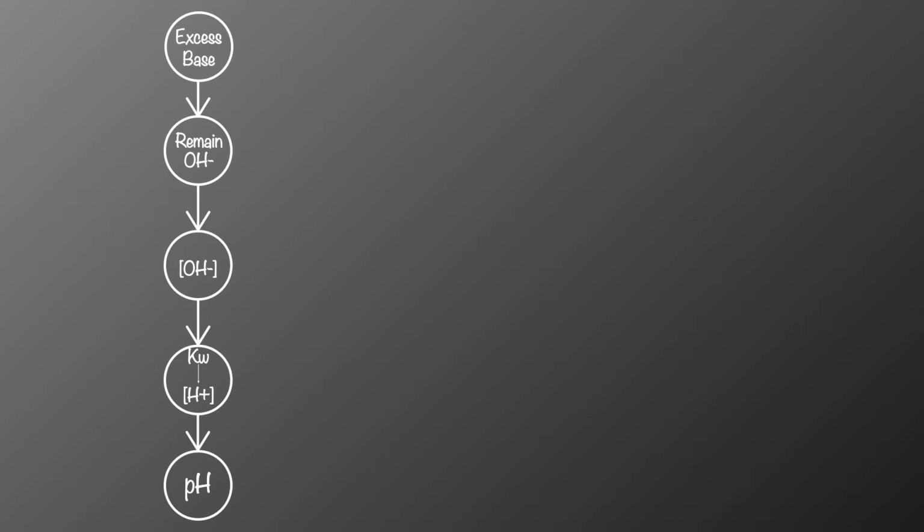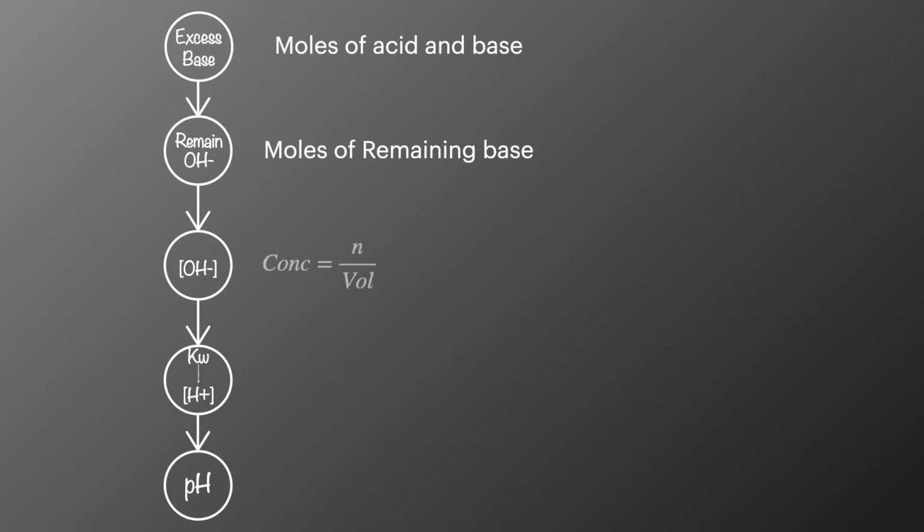Now, there's a slightly different route to take when we've got an excess of base compared to when we've got an excess of acid, but they both start at the same point. We need to work out the moles of acid and the base. From this, we can then calculate the moles of remaining base, and once we've got that, we can turn that into a concentration. We need to remember here we've got to take the volume of the whole solution into account, so that's the volume of the acid plus the volume of base added.